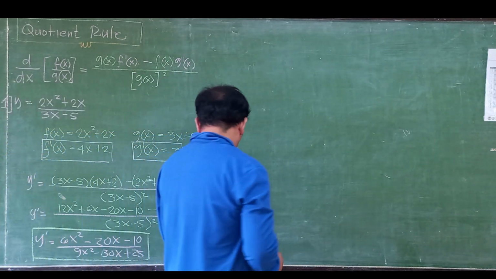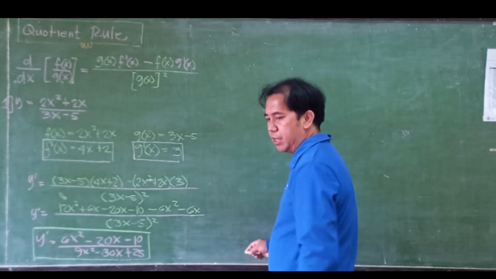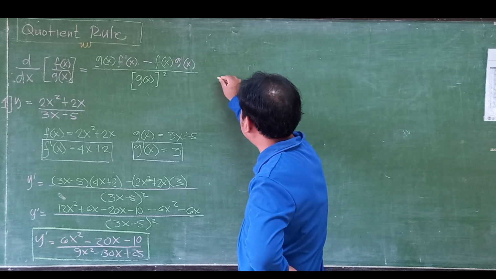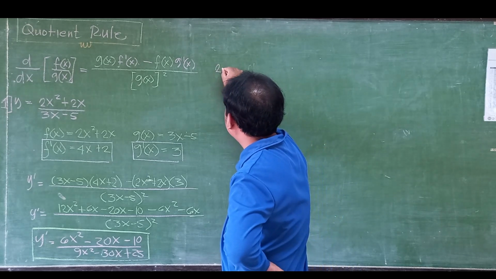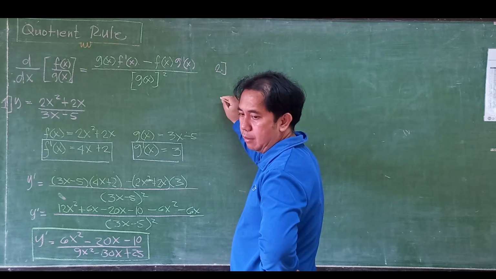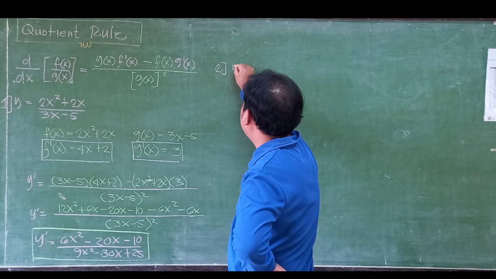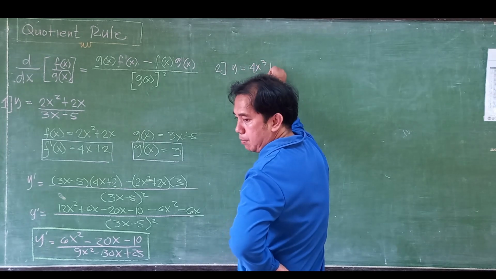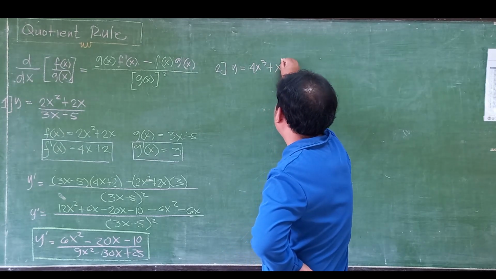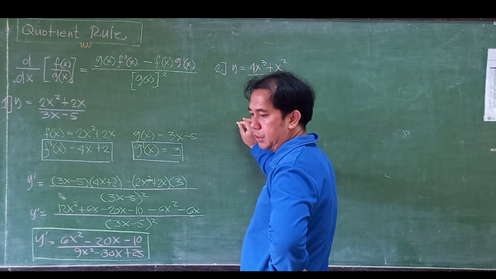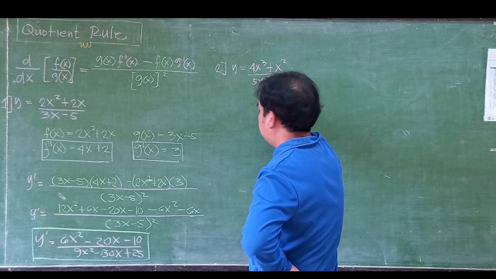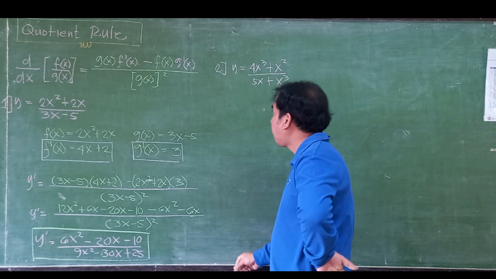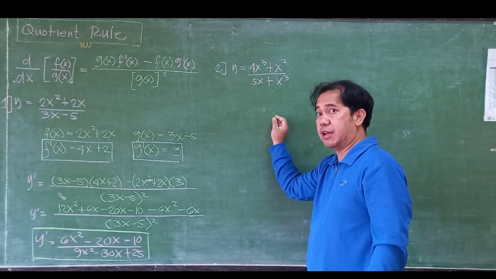Now what about if we will be having a next problem? Okay, so we might be having a next problem. Say we have in here number 2. Let's try to put in here number 2. So we have, shall we say, y is equal to 4x raised to 3 plus x raised to 2 over 5x plus x raised to 3. Okay? So to do that one again, we have to identify where is f, where is g.